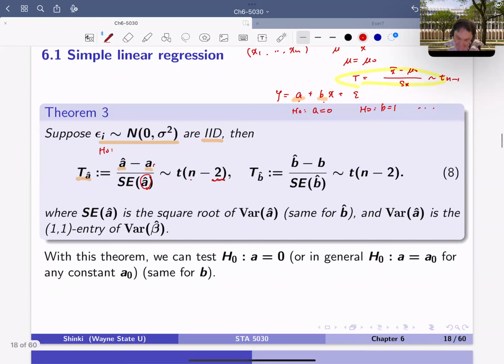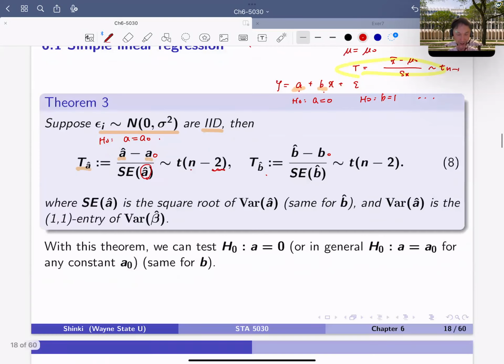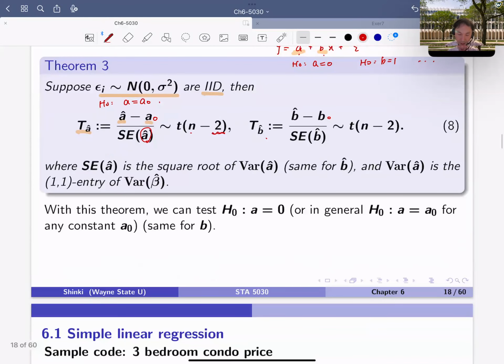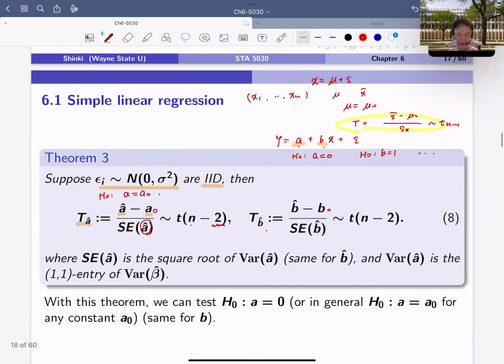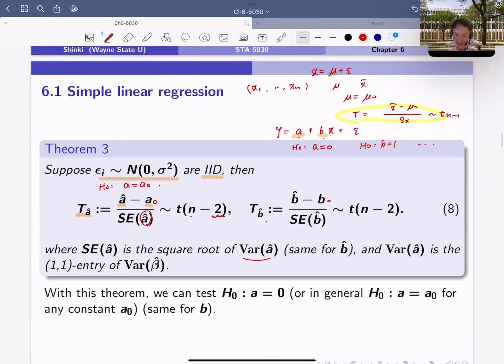Maybe we should put a naught, which may be a more appropriate symbol. We are thinking about the null hypothesis that a is equal to a naught. Then we calculate the t statistic, and this quantity follows the t-distribution under this null hypothesis. And for b, we do the same thing. So b hat minus our hypothetical value of b, divided by the standard error, follows the t-distribution with degrees of freedom n minus 2. Standard error is just the standard deviation, so if we take the square root of the variance, we can get this.